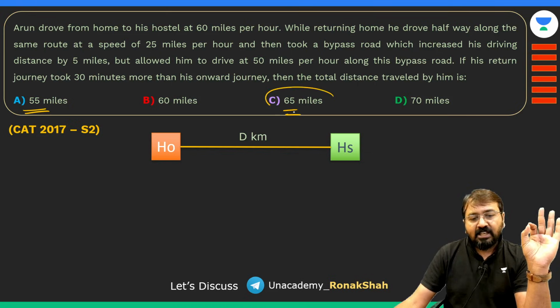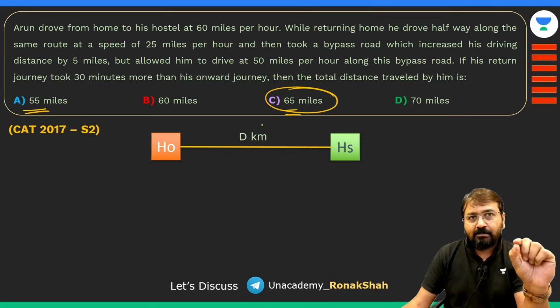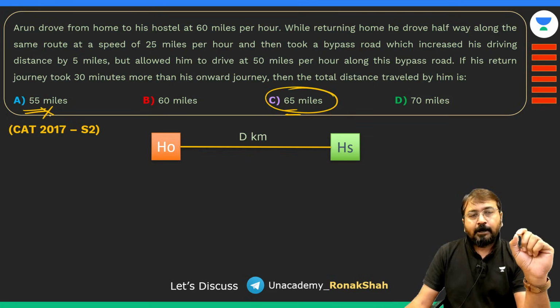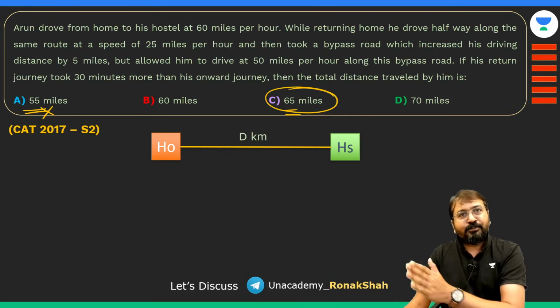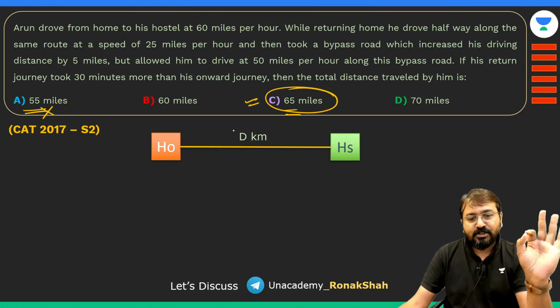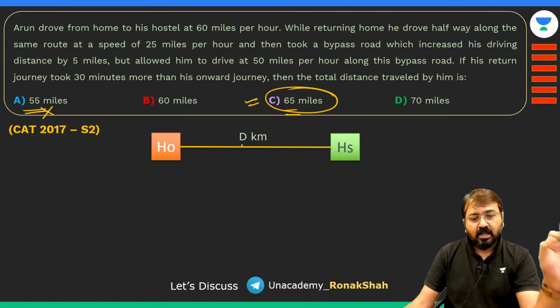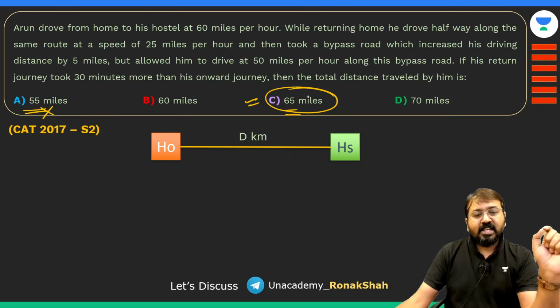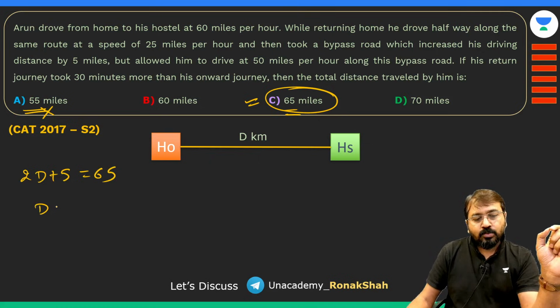So for example, if I take this option, now there is a reason why I'm taking this option and not this one. That is something that I'll park for the later stage, okay, because that will complicate the video. So I'm just taking this option right now, 65 miles per hour. Okay, 65, it's very easy that if we remove 5 out of that, 2d plus 5 is 65. So I can say my distance will be 30.